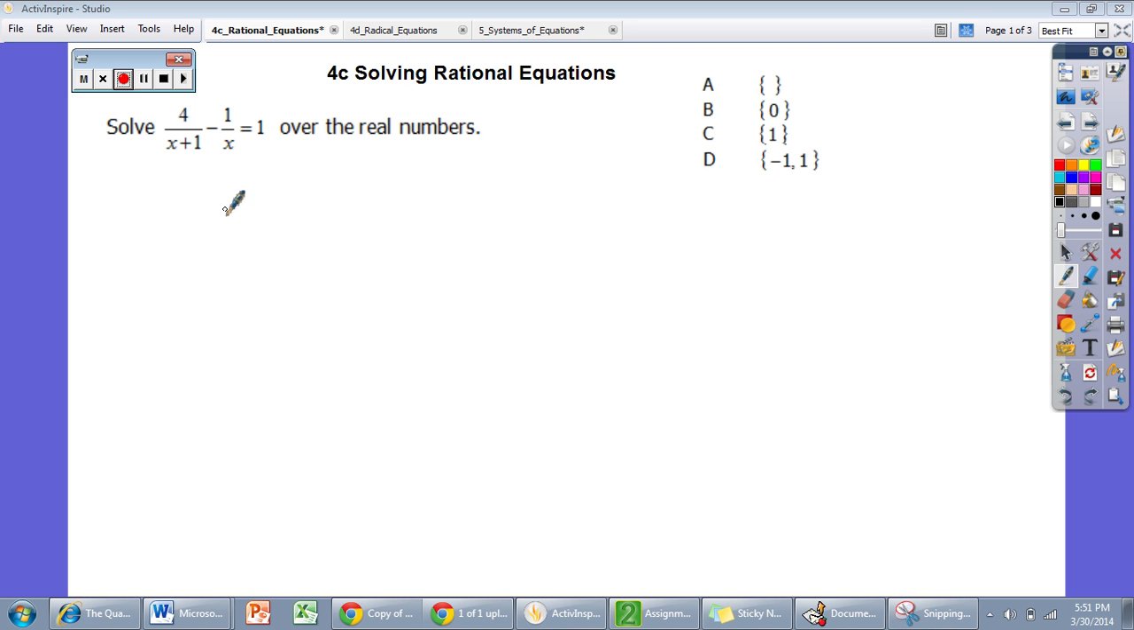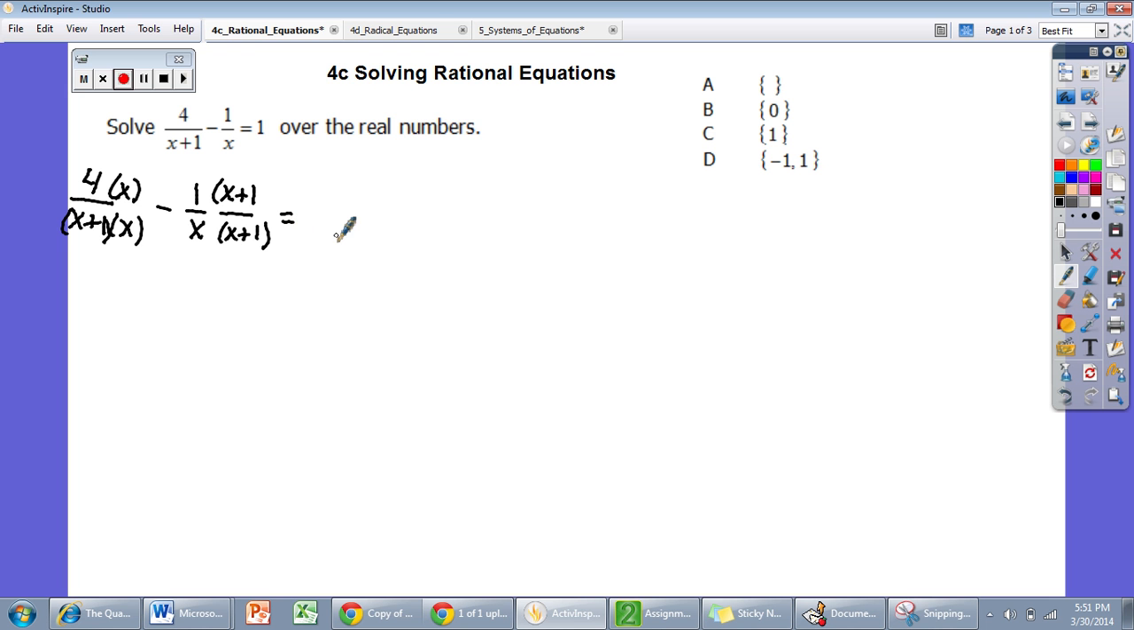So what I want to do here is make sure that I do the subtraction here. So I need to get like denominators. I'm going to take this 4 over x plus 1 and multiply it by x. So my like denominator is going to be x plus 1 times x. That means I'm multiplying my 1 over x times x plus 1, so that it also has the like denominator of x times x plus 1.